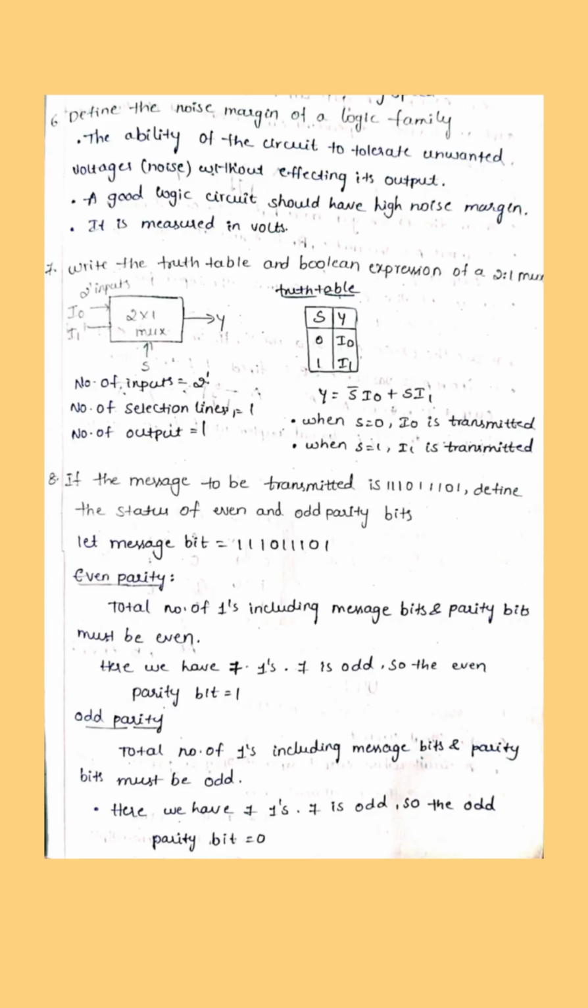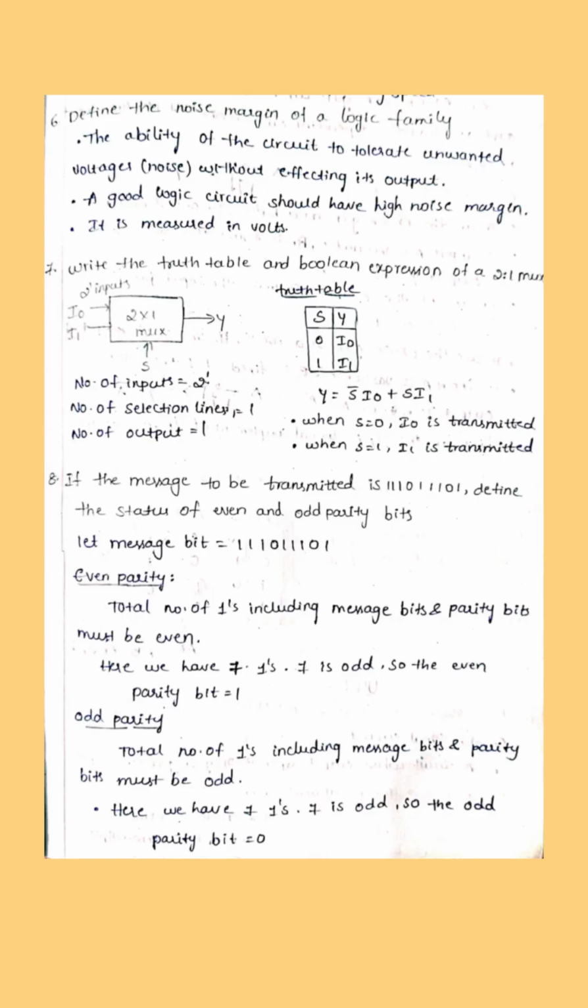Okay, the truth table has S with 0 and 1, two possible inputs, and the output Y. When S equal to 0, I0 will be transmitted, and when S equal to 1, I1 will be transmitted. You can write the Boolean expression as Y equal to S bar I0 plus S I1. So when S equal to 0, I0 is transmitted, and when S equal to 1, I1 is transmitted.